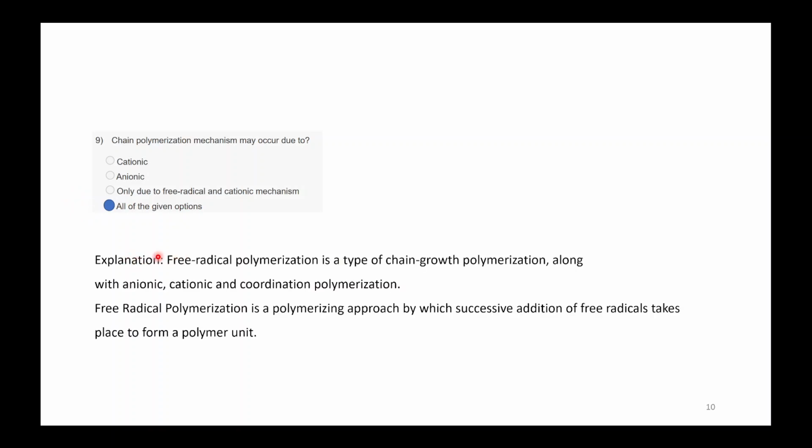So we can explain this by saying that free radical polymerization is a type of chain growth polymerization along with anionic, cationic and coordination polymerization. Now free radical polymerization is a polymerizing approach by which successive addition of free radicals takes place to form a polymer unit.